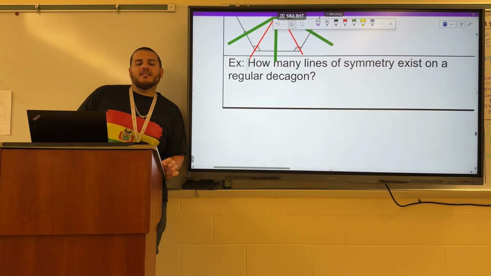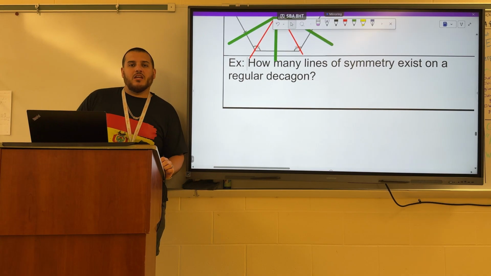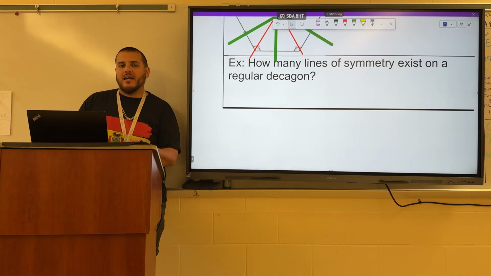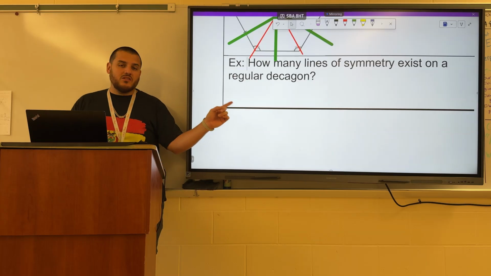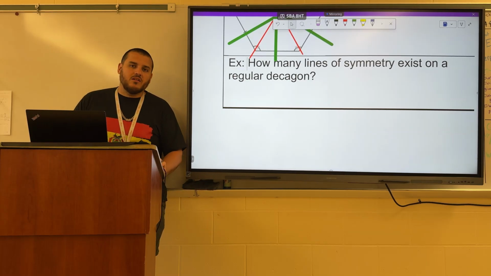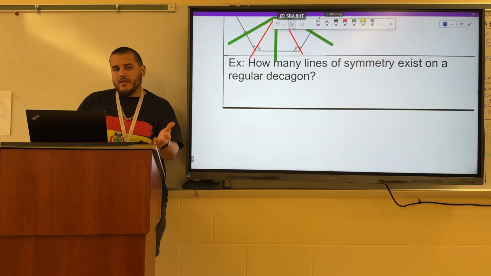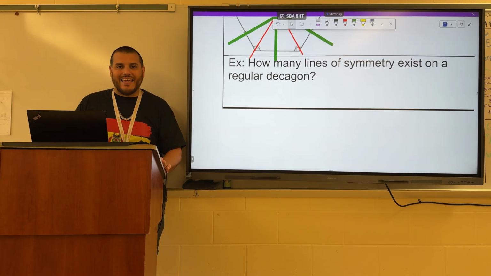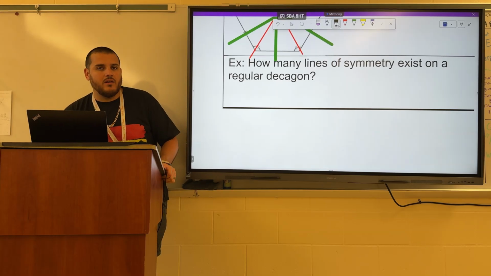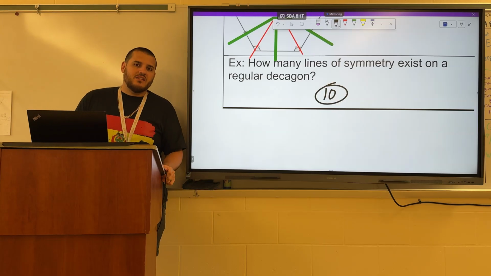We will be expected to know the names of some kinds of shapes in geometry without having pictures of them. We need to know how many sides that shape has. For example, this question does not have a figure with it, just says how many lines of symmetry exist on a regular decagon. You'll be expected to know that a decagon has 10 sides. So if it's a regular decagon, it will have the same amount of lines of symmetry as it does sides. It would have 10 lines of symmetry.